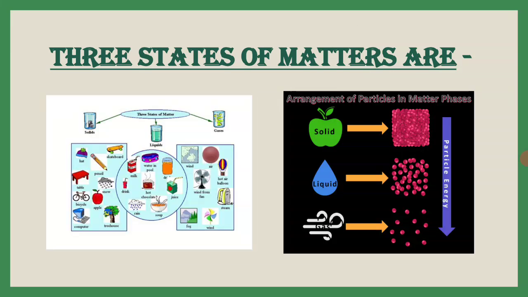Three states of matter. The three states of matter are solid, liquid, and gas. Examples of solids are skateboard, pencil, snow, table, bicycle, apple, computer, treehouse, etc. Examples of liquids: juice, soup, rain, hot chocolate, milk, etc. Examples of gases are wind from fan, hot air balloon, wind, fog, etc.